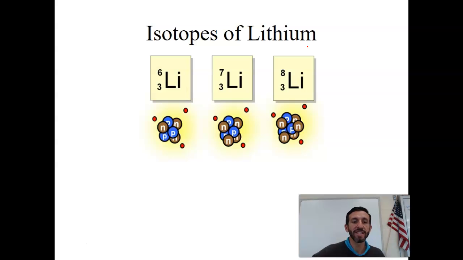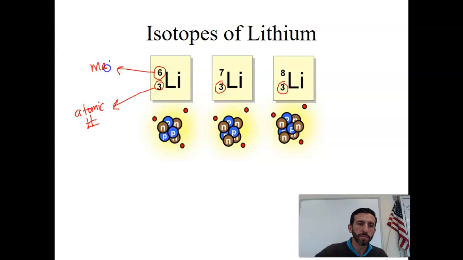Okay, so let's look at this. We have 3 atoms of lithium that have the same atomic number right here. They're all atomic number 3. Okay, so for our isotope symbol here, the atomic number is on the bottom. Now the number on the top is the mass. Okay, so we have 3 isotopes because the masses are different.